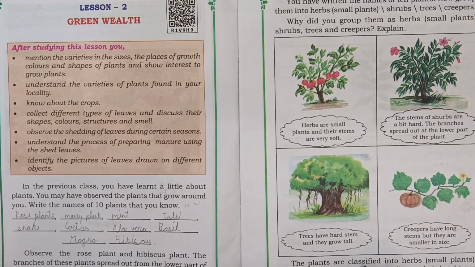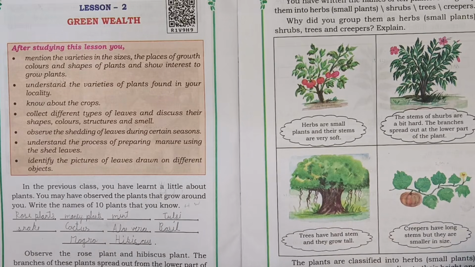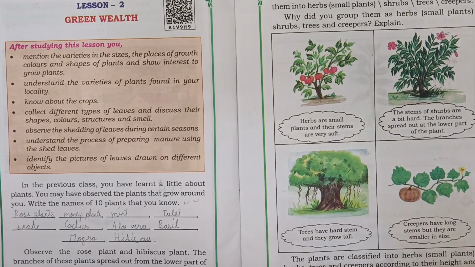Plants are classified into herbs, shrubs, trees and creepers according to their height and the hardness of their stem. So according to their height and hardness of the stem, plants are classified into herbs, shrubs, trees and creepers. Okay. We'll move to the next page, children.